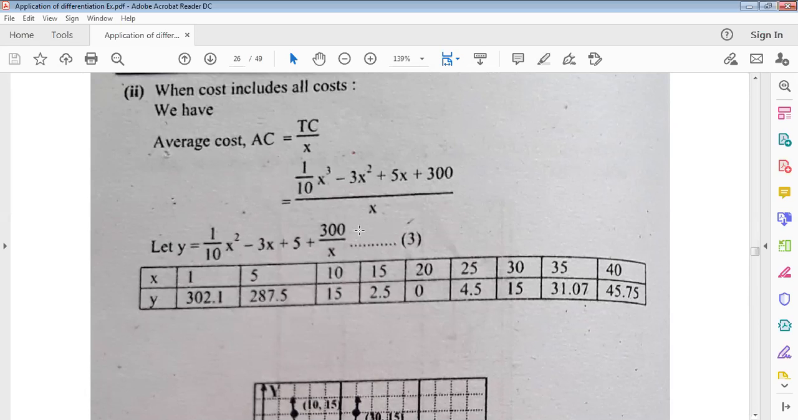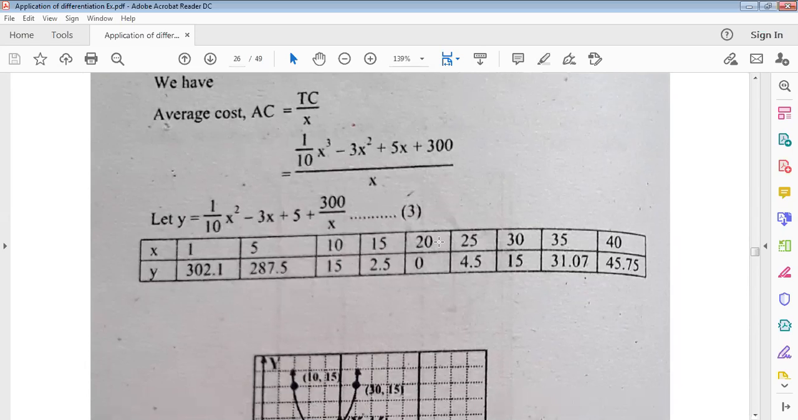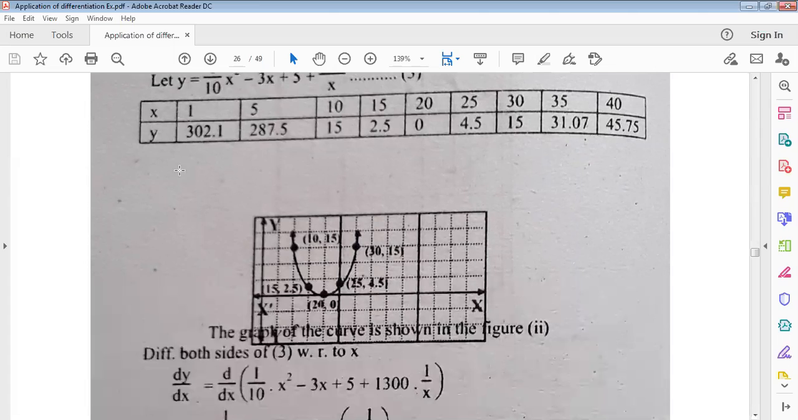We get this one. Now putting x equals 1, 5, 10, 15, 20, 25, 30, 35, 40, after calculating with a calculator we get these values. For every value of x, we get the individual value of y. X is the independent variable, y is the dependent variable. We just have to use a calculator for this. Now sketching these points: 1 comma this, 5 comma this, 10 comma this. This is the 0 point, 1 square unit equals what will be?